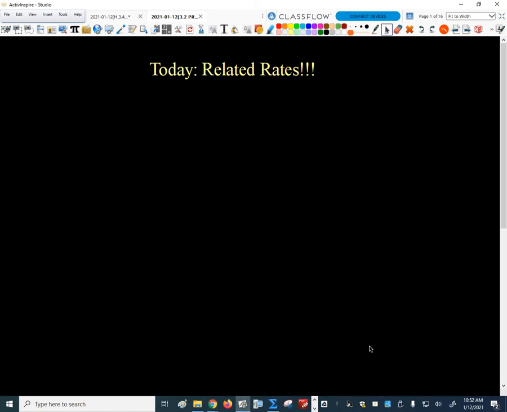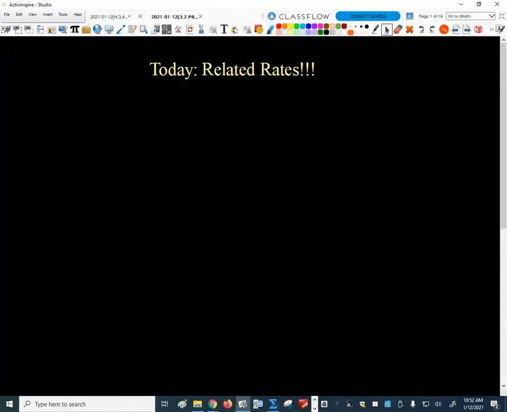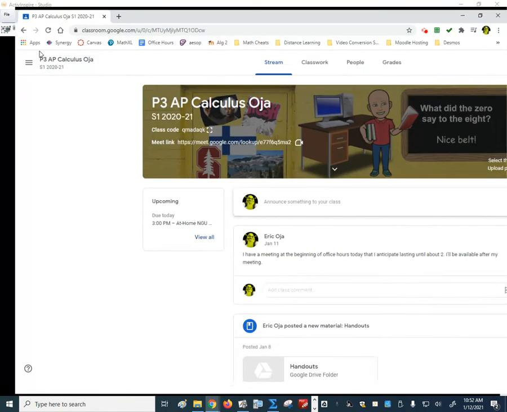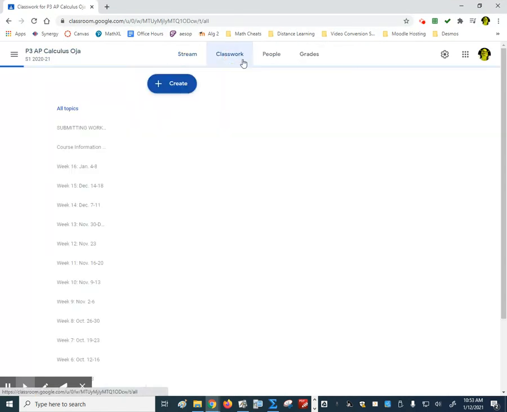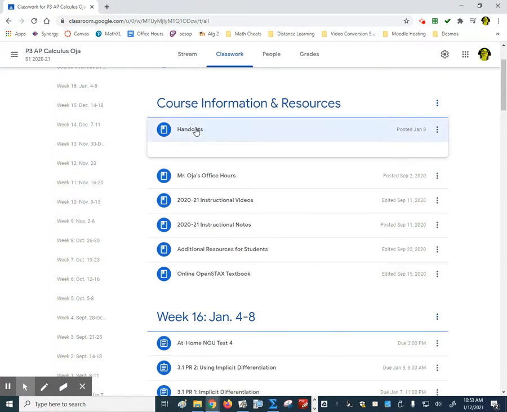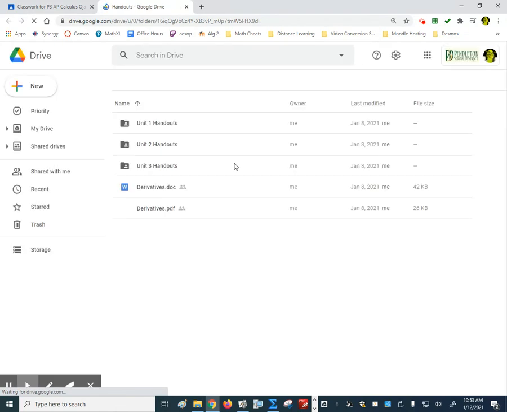Oh, by the way, did everybody find the handouts for related rates on Google Classroom? I'll show you where they are real quick. So if you didn't find them, they're under handouts, course information and resources on your Google Classroom page. And then you can just follow the links here.